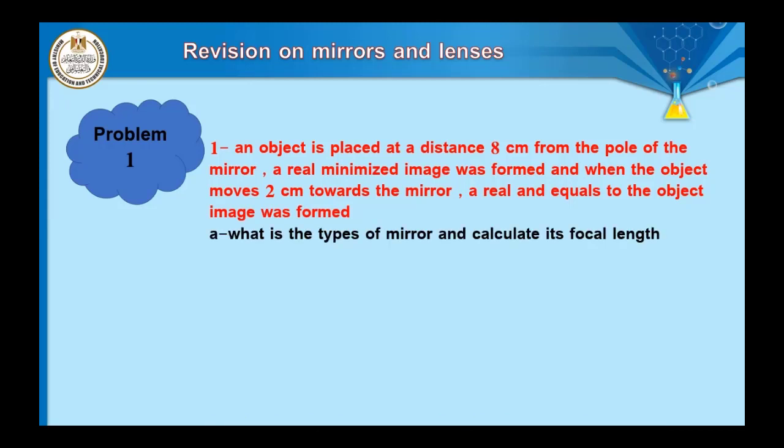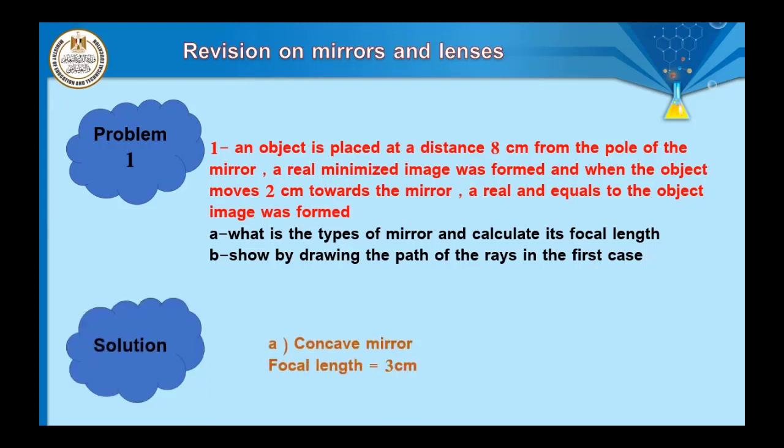First, what is the type of mirror? And calculate its focal length. The type of this mirror is concave. Why? Because it is the only mirror that forms a real image. Number two, show by drawing the path of rays in the first case, when the object is placed at a distance greater than double the focal length. The type of this mirror is concave. The focal length equals half the radius, which equals 6 divided by 2 equals 3 centimeters.